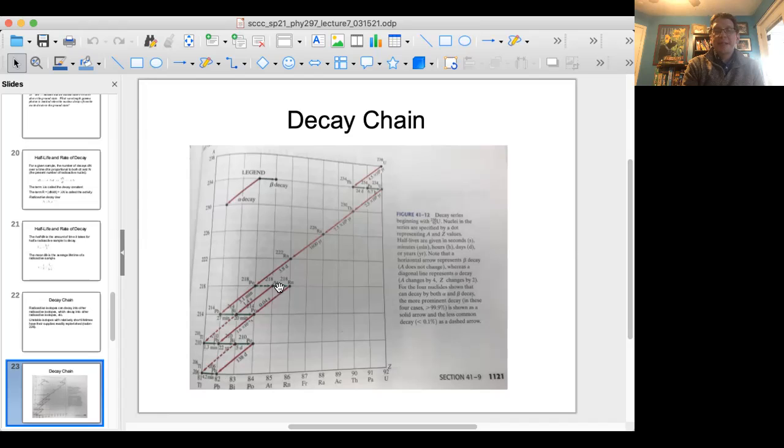But there's a series of alpha decays, which are the red lines, and beta decays, which are the horizontal green lines. And you can see that there are multiple paths that can be taken, but the eventual end product is lead, or rather, excuse me, lead-206. So this is the mass number, and this is the atomic number.